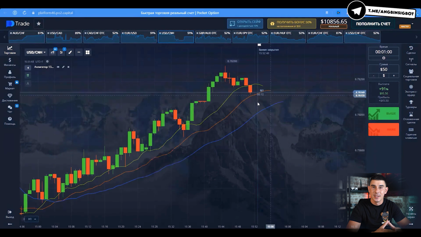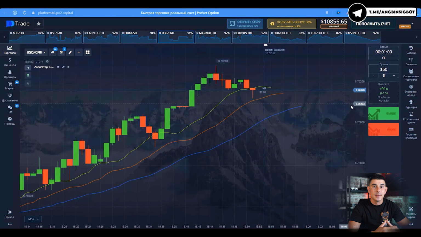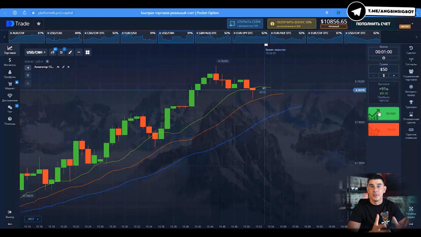The upward trend has had a pullback to the moving average, dropped overall to the average, and has now risen again. In any case, there is already an entry point. We just need to wait for the last second of this candle and enter the trade at the beginning of the new one.